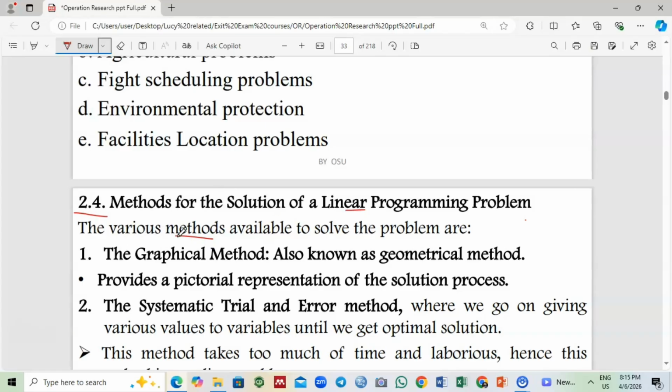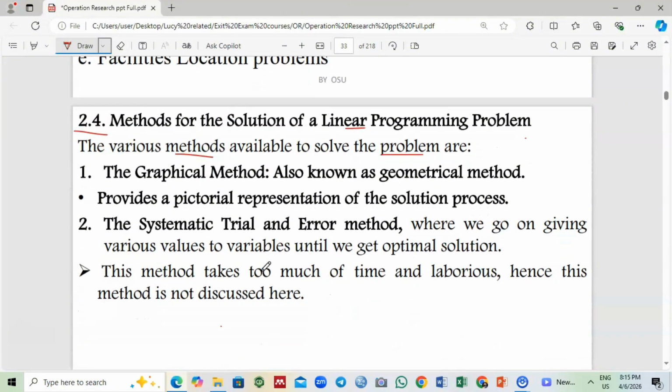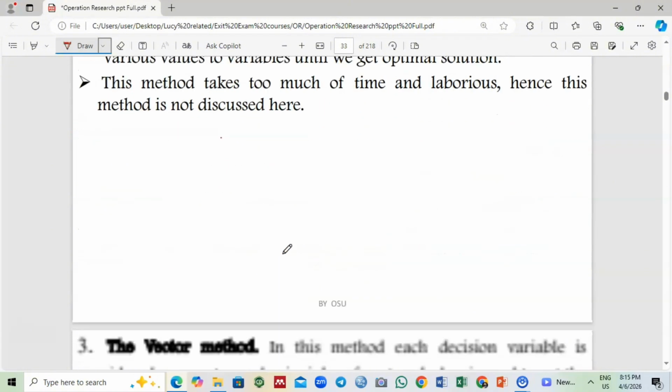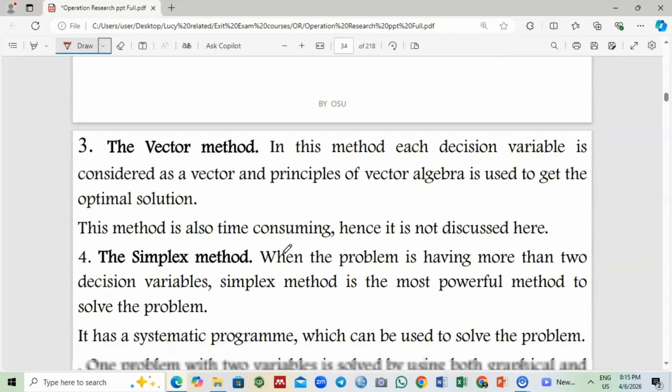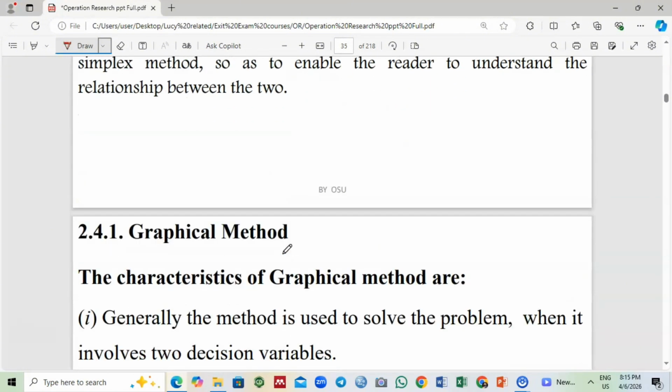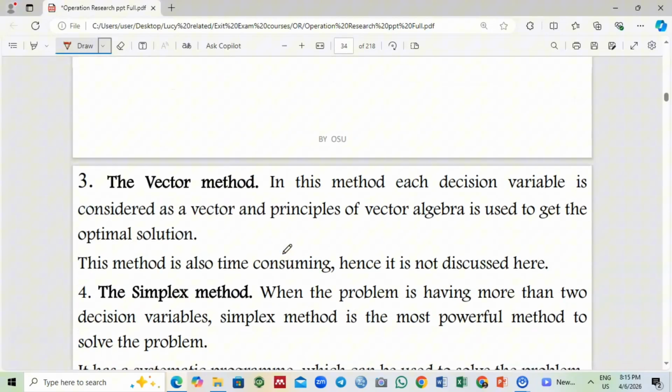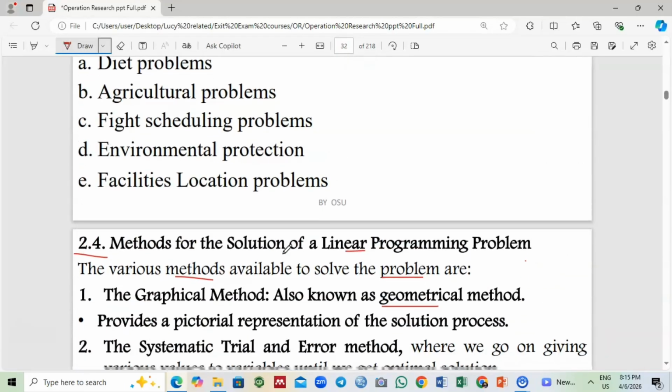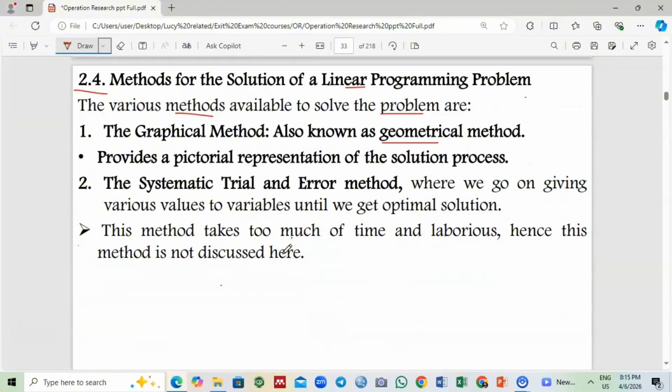So there are various methods available to solve the linear problem: the graphical method, also known as geometrical method. Also the systematic trial and error method, the vector method, the simplex method, and these are the main ones. Let us see what each of them is and when we use it.